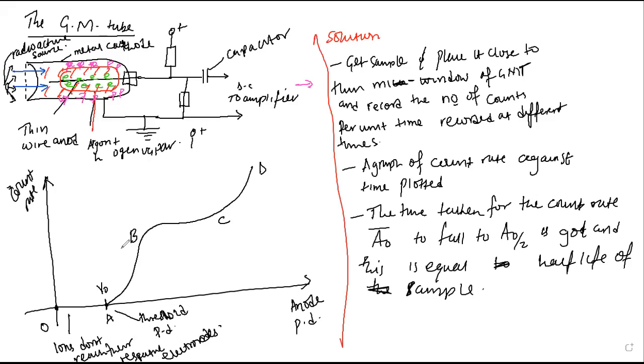This is because the number of ions reaching the electrodes increases with increase in PD. Okay.